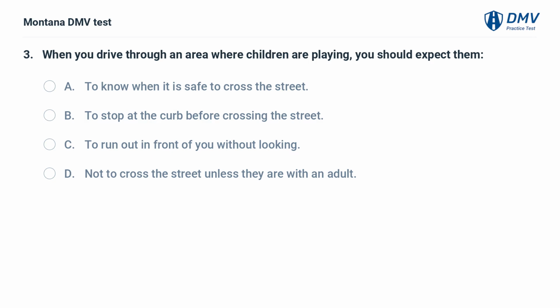When you drive through an area where children are playing, you should expect them: A. to know when it is safe to cross the street. B. to stop at the curb before crossing the street. C. to run out in front of you without looking. D. not to cross the street unless they are with an adult.